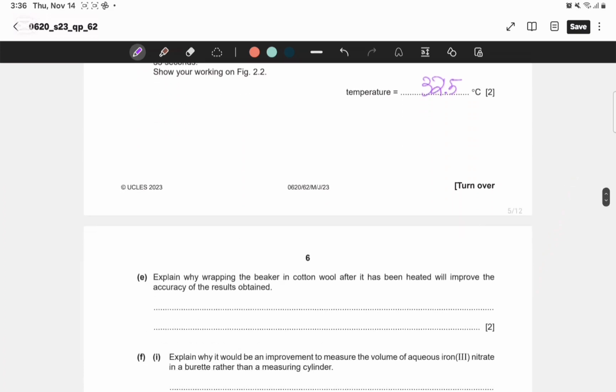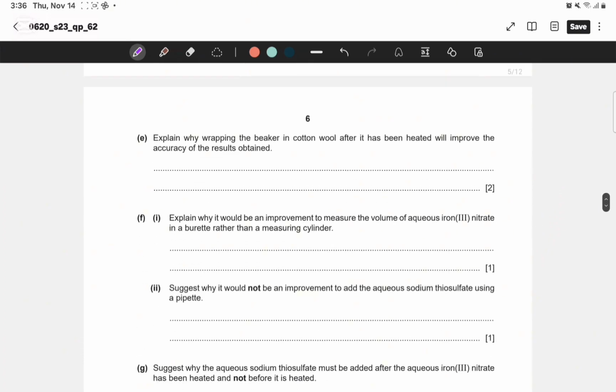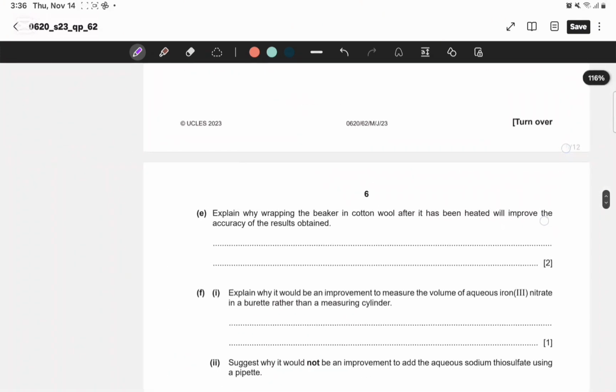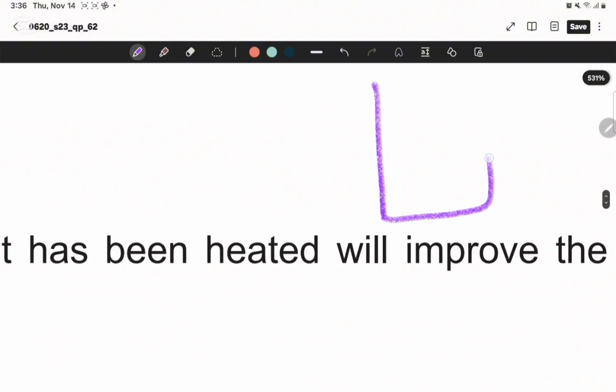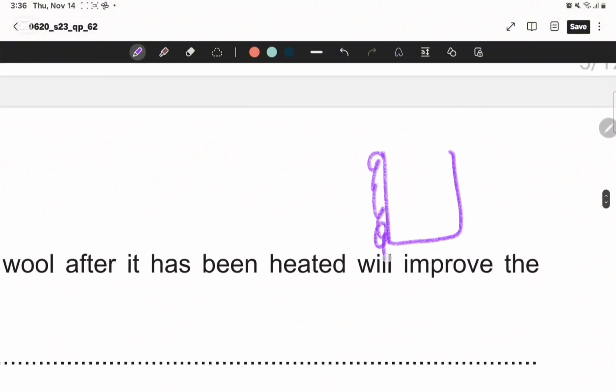Okay, and then down: explain why wrapping the beaker in cotton wool after it has been heated will improve the accuracy of the results obtained. So after we heat something, we have to cover it to insulate it, to keep it warm, right? The answer is you have to insulate it. Let's say this is the beaker, and they cover it in wool. Let me use a different color. Okay, let's say this is my wool.